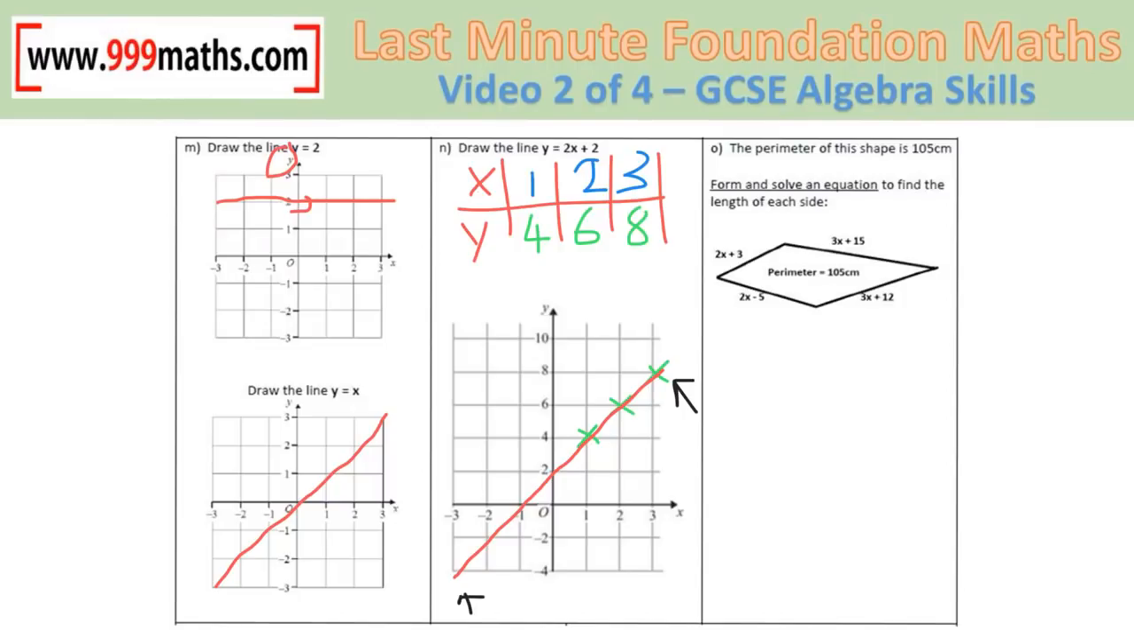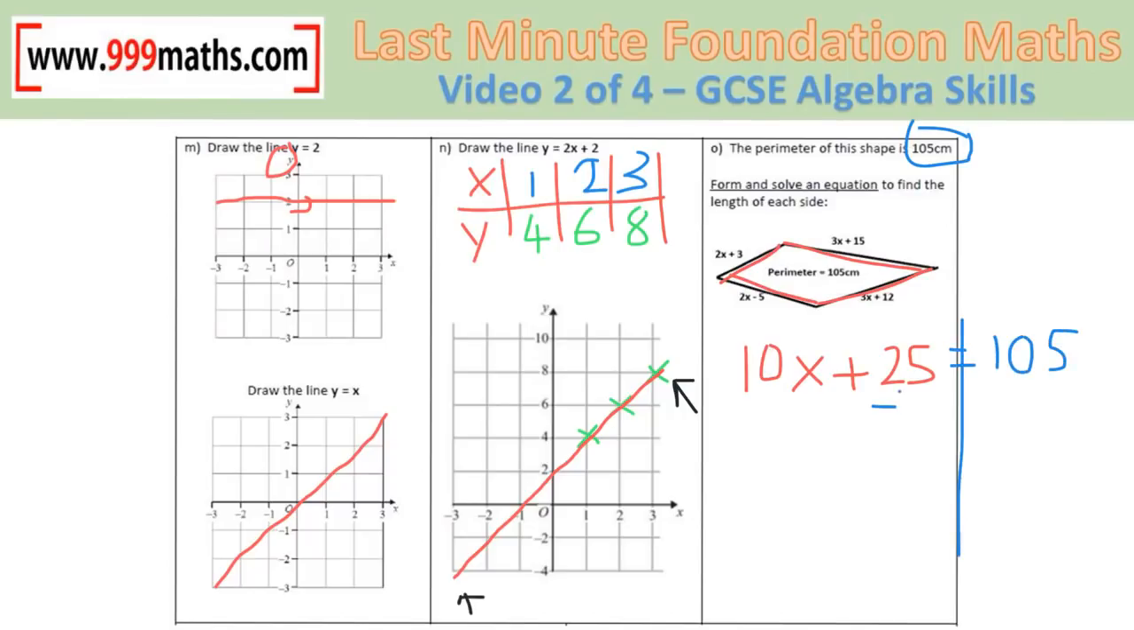On the right hand side, we've got a shape problem. It tells me the perimeter is 105 and it wants me to form and solve an equation. Well, if I add up all the lengths of all the sides, which I will write out in the exam, but I haven't got space to do so here, I will get 10x add 25. And since it tells me in the question that the perimeter is 105, I can now write that at the end of my expression for the perimeter.